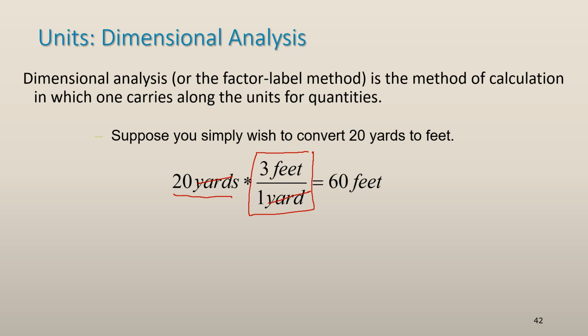And so if I multiply 20 by 3, I get 60 feet. And yes, that was probably something you could do in your head, but again, it's the process that I want you to see because in some calculations, it's not going to be that obvious and you want to be able to follow along. So if I multiply 20 by 3 divided by 1, I get 60 feet, and these units cancel, and so the final units are my feet. So my yards cancel.